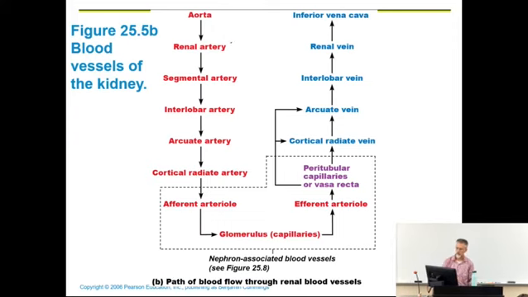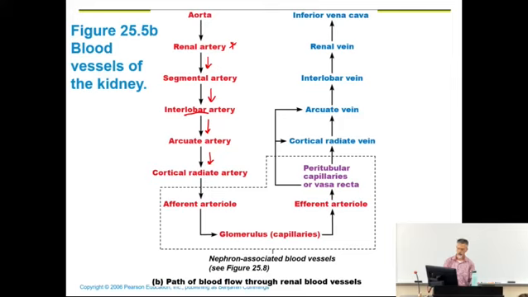So we would start out with our renal artery right there. That goes to the segmental artery, interlobar artery, to the arcuate arteries. That's where it's curving before we enter into the cortex. Then we get our cortical radiate arteries, which are also called interlobular arteries. You can use interlobular if you want, but just realize interlobular is very similar to interlobar. You don't want to mix them up.